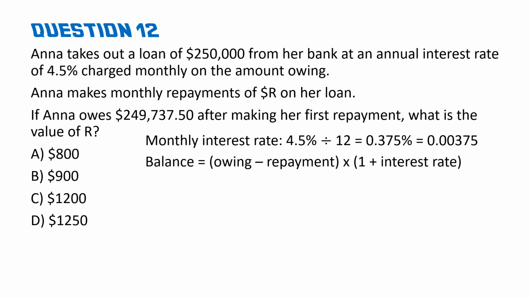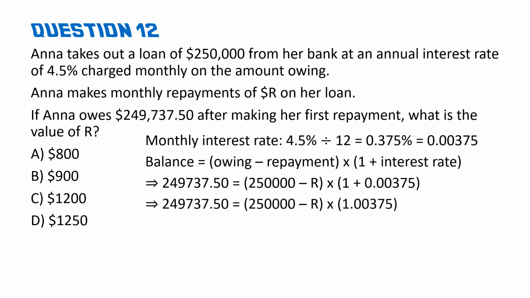So our balance, well, that's our $249,737.50 figure. How much was owing? Well, that's the total amount that we borrowed, $250,000. The repayment is just going to be R, and our interest rate is 0.00375. So if I add 1 and 0.00375, we get 1.00375. Now my goal is to work out what R is, so I want to get R by itself. So what I'm going to do here is divide both sides by that 1.00375 so that I'm left with 250,000 minus R on the right.